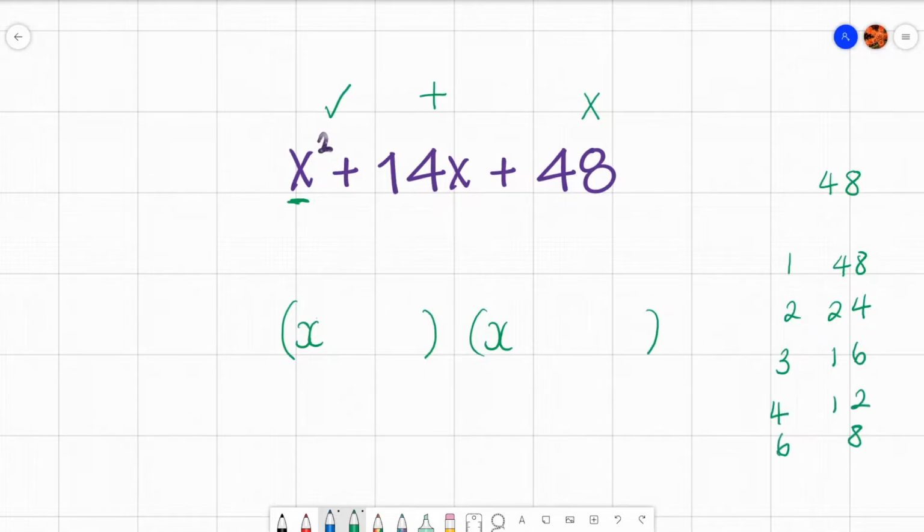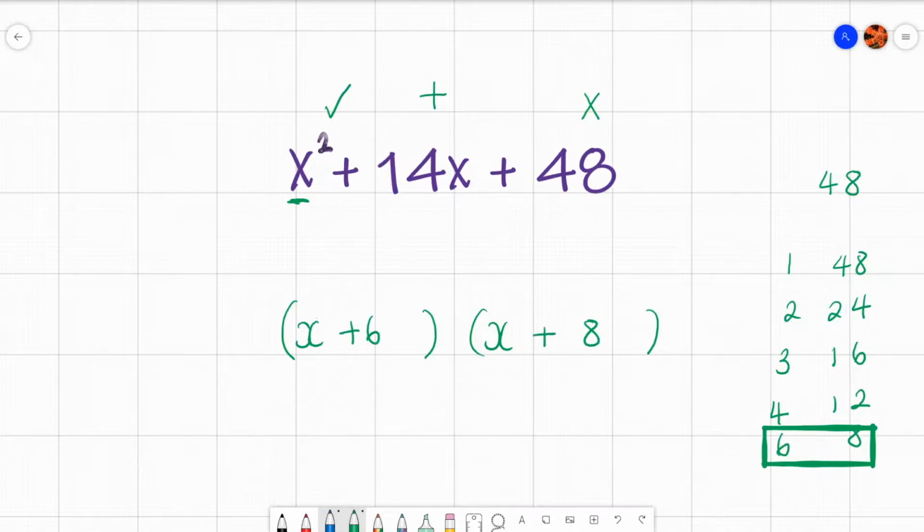Which of these numbers times together to make 48, but when you add them together, you get 14x? It is 6 and 8, because 6 add 8 is 14, and 6 times 8 is 48. So plus 6 and plus 8.